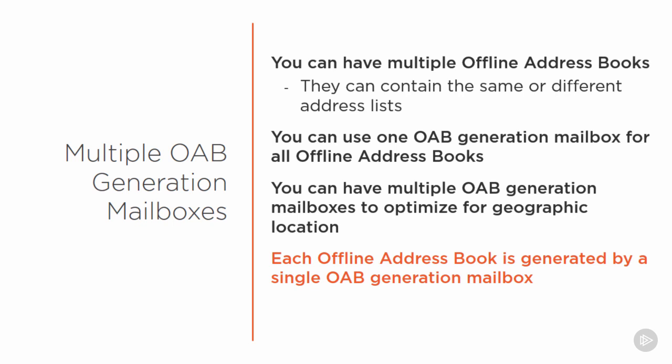Each offline address book is generated by a single OAB generation mailbox. So that is a one-to-one relationship between an OAB and the OAB generation mailbox responsible for it. You don't have multiple OAB generation mailboxes responsible for the same OAB. However, you can have multiple offline address books generated by the same offline address book generation mailbox.